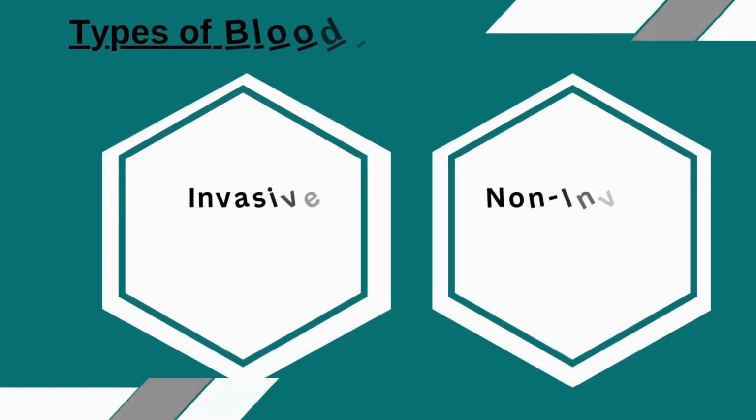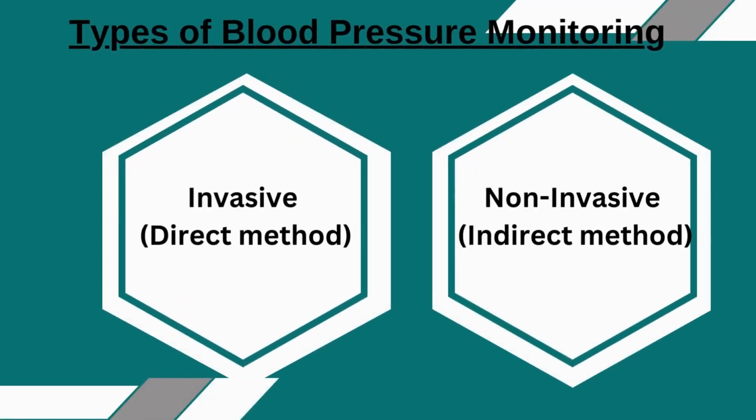Types of blood pressure monitoring, invasive and non-invasive methods. There are two main types of blood pressure monitoring methods, invasive and non-invasive. Invasive methods involve inserting a device into the body, while non-invasive methods do not. Let's take a closer look at each type.